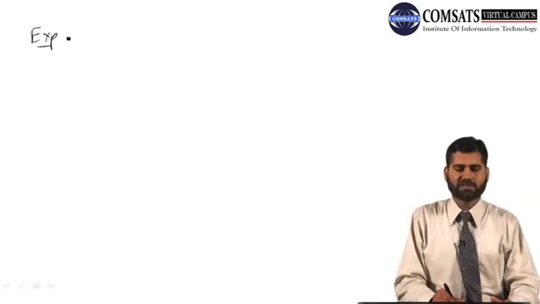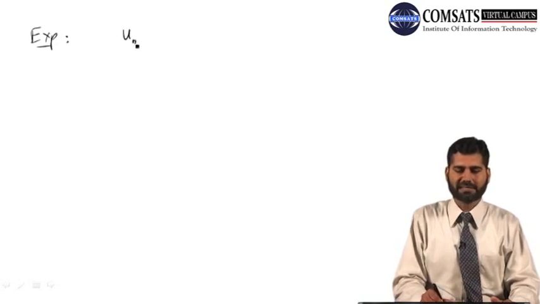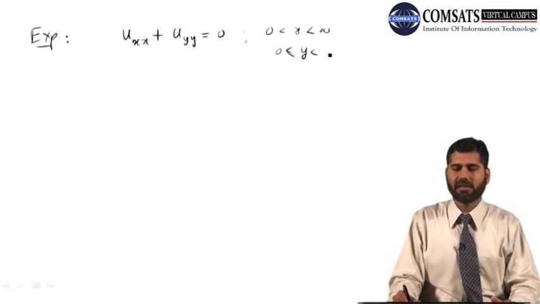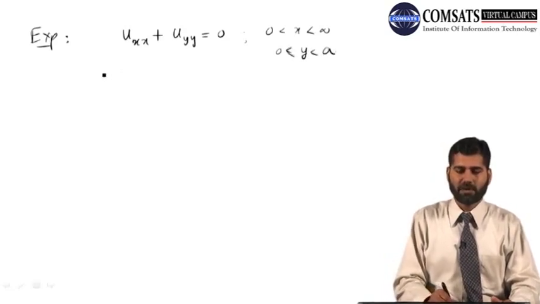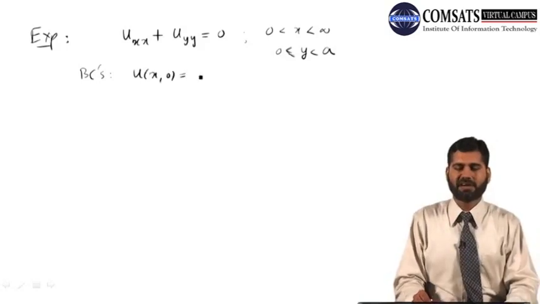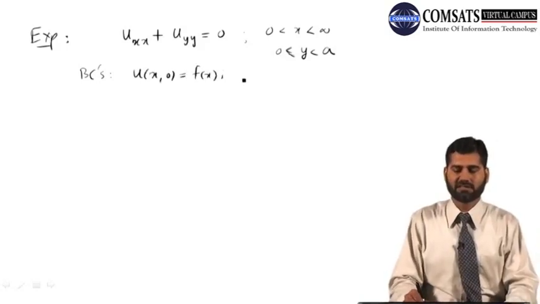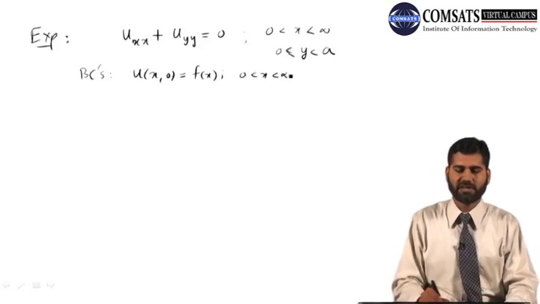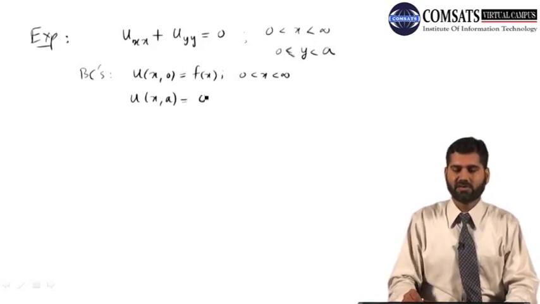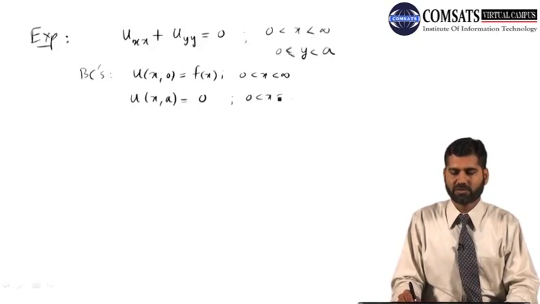So another example of the Laplace equation: you have u_x plus u_y equal to 0, where x goes from 0 to infinity, but y is between 0 and a. All right. So the boundary conditions are: u at x, 0 is equal to f of x. This is for y equal to 0, with x going from 0 to infinity. And u at x, a, the other boundary of y, is 0, a homogeneous condition. Again, x goes from 0 to infinity.